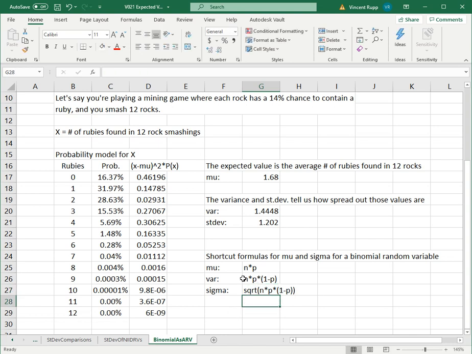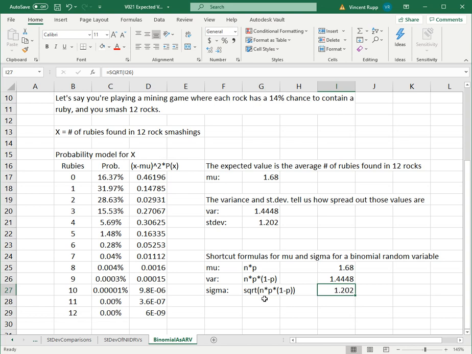So if you're dealing with a binomial random variable, you don't have to go through this long process of the sum product here and calculating the variance this way. You can just go ahead and use these formulas. Like if we just do n times p, n is 12, p is 0.14, we get that 1.68. Variance, we just do n, 12 times 0.14 times 1 minus 0.14, which is 0.86 if you're good at that kind of stuff. But if not, just throw it in the formula. And you get 1.4448, like here. Sigma, you just take the square root of the variance, and you get that number there.